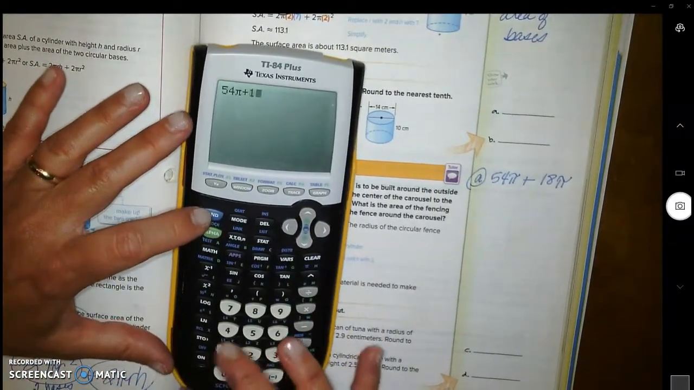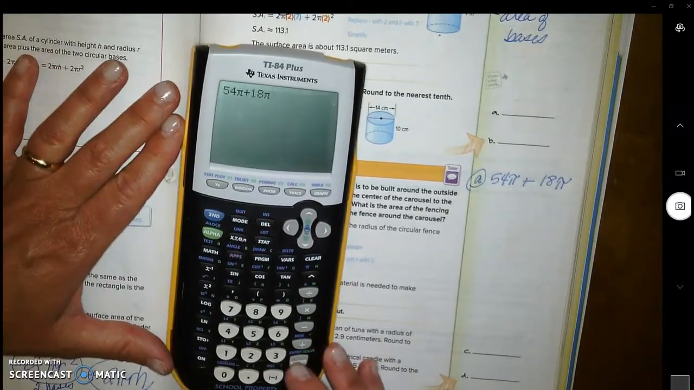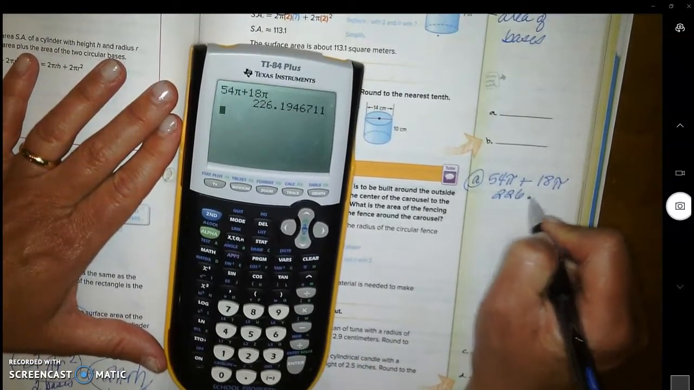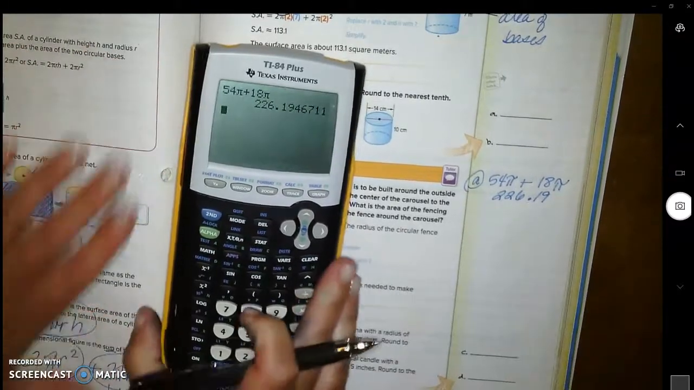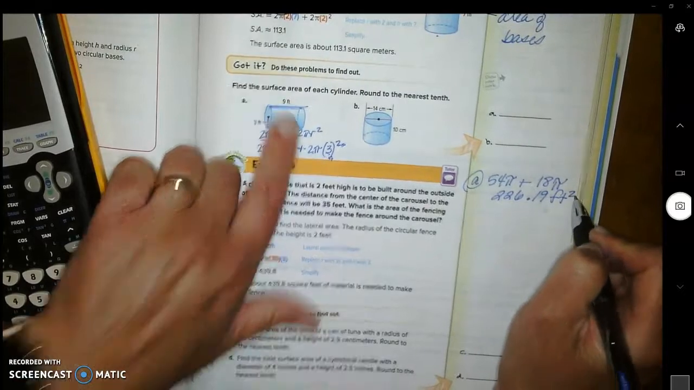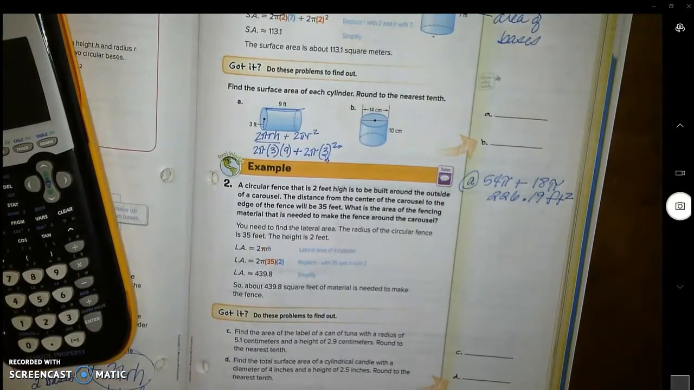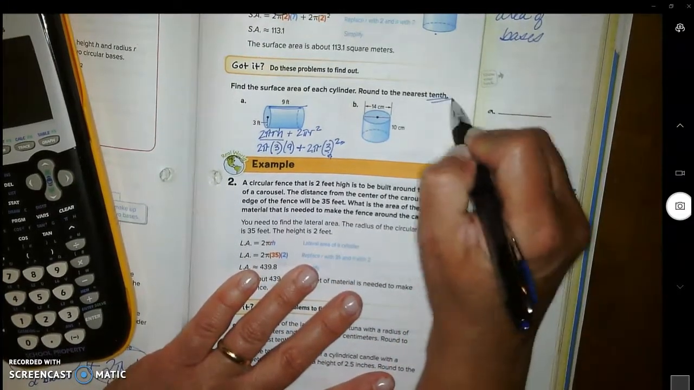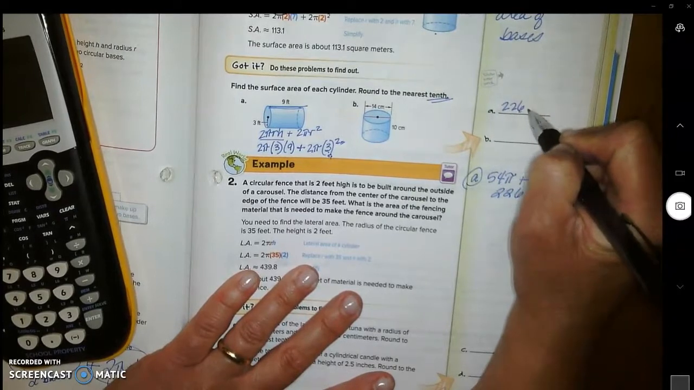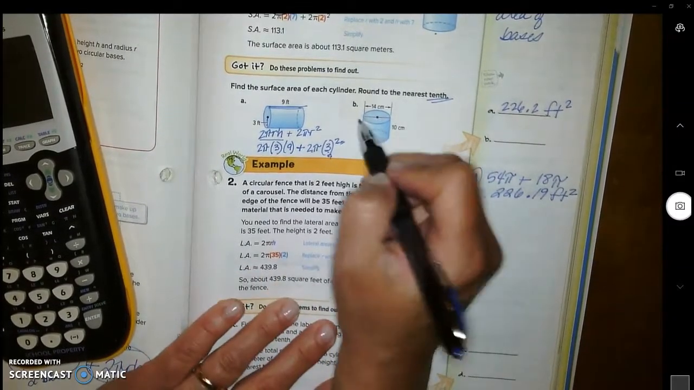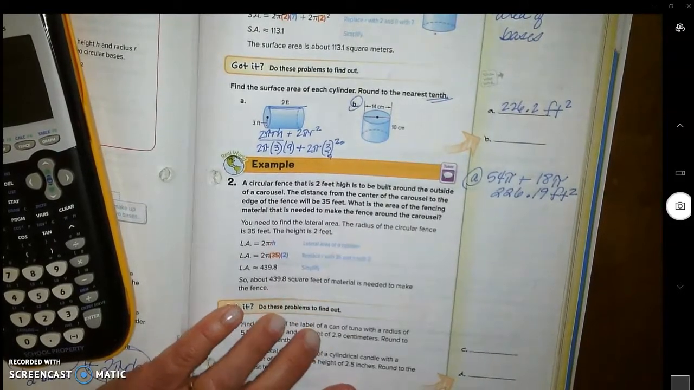So let's type that into our calculator. We end up with 226.19, okay? And we're doing area, and so this is feet squared. Volume, remember, is cubic: length, width, and height. Area is just squared. So this answer, to the nearest tenth, is 226.2 square feet.